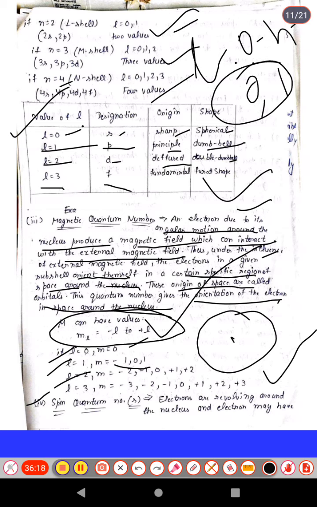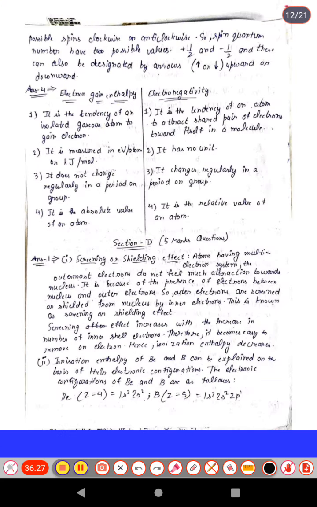These are the electrons revolving around the nucleus, and the electron may have possible spins, clockwise or anti-clockwise, that can be designated as plus half and negative half. These can be designated by the arrow upward, that is a clockwise direction, and downward, that is an anti-clockwise direction. Okay, the upward or downward can be known.